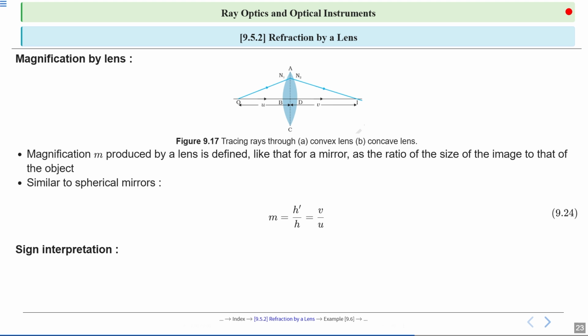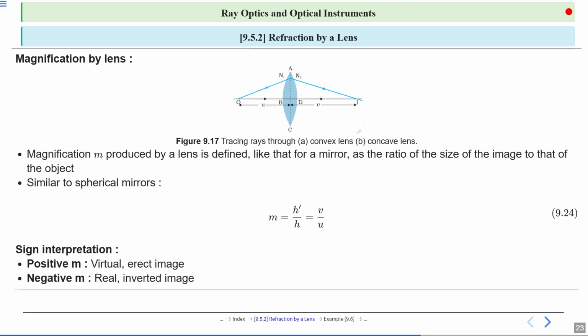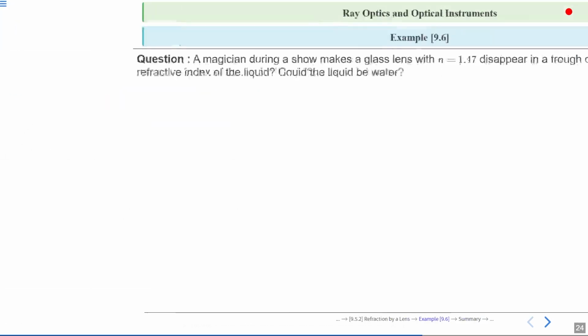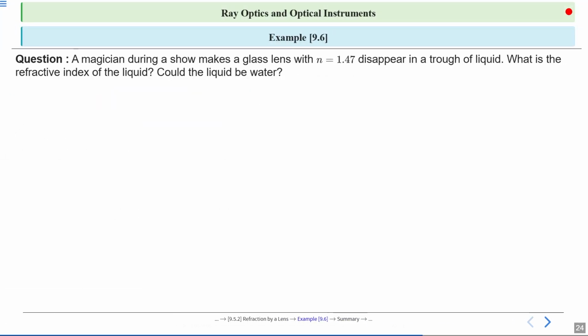Sign interpretation for magnification by lenses: positive M is considered as virtual and erect image, and negative magnification indicates real and inverted image. Now example 9.6: a magician during a show makes a glass lens with n equal to 1.47 disappear. That refractive index is given for the glass lens. It will disappear in a trough of liquid when it is immersed in a liquid. What is the refractive index of the liquid, and could the liquid be water?